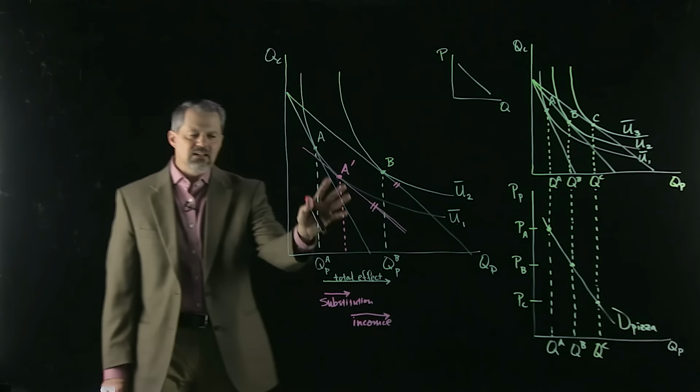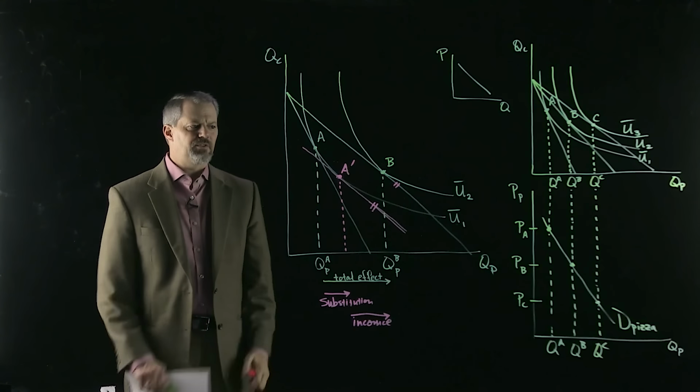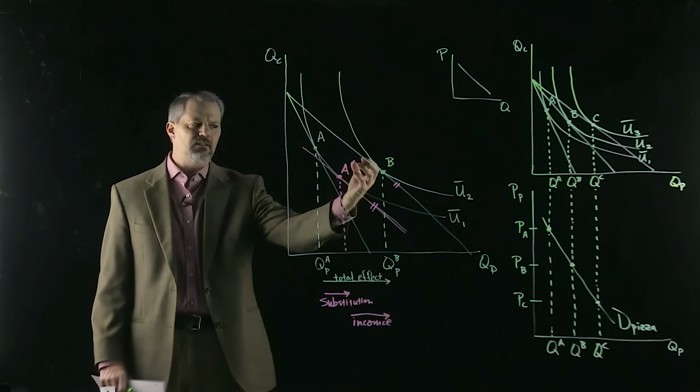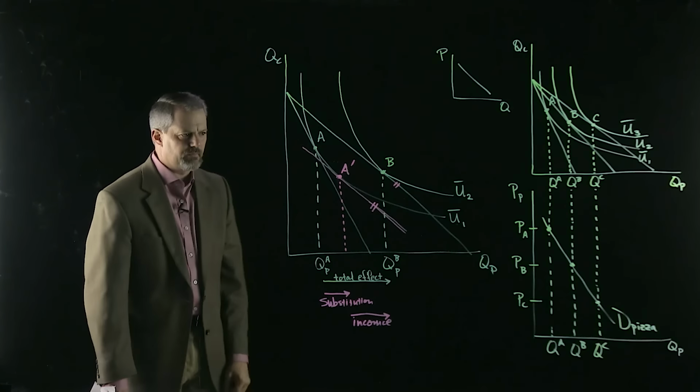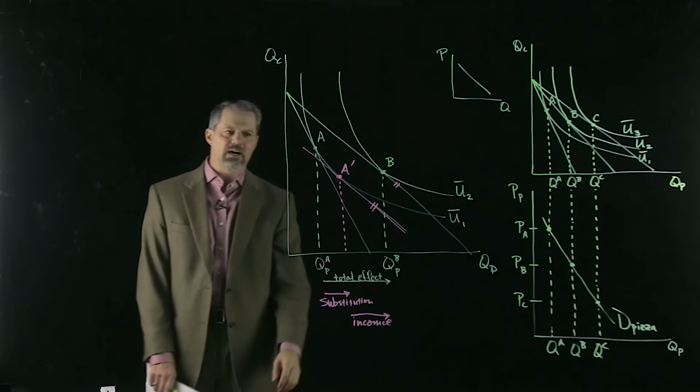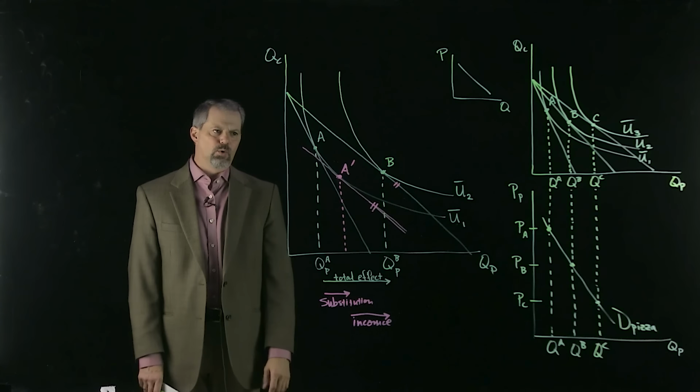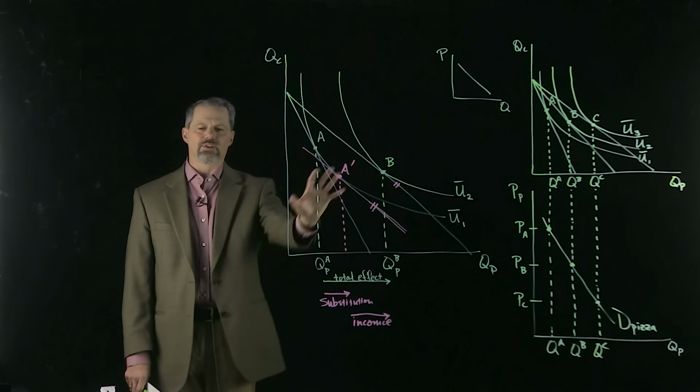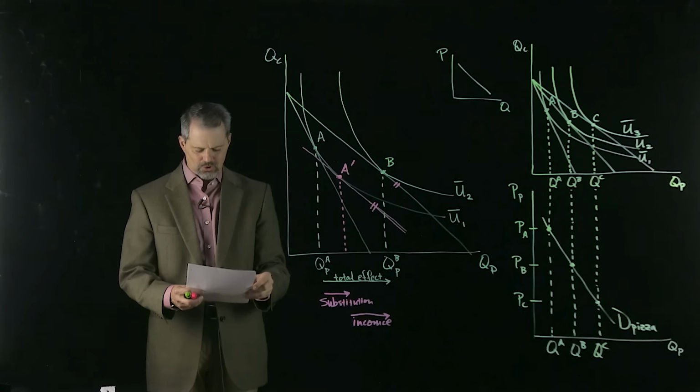So that allows you to see the income and substitution effect. And again, we can't do this in the real world. This is something that is only possible right here on the board. But that's what the income and substitution effects look like.